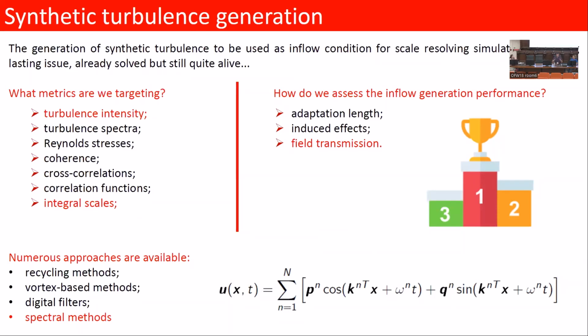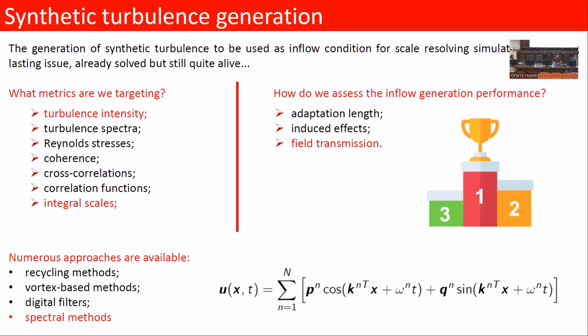So if I generate a synthetic turbulent flow, which I want to be transmitted in the computational simulation, I need to see that that field is actually realized in the computational simulation and is not changed. Because with the other two approaches, you have too many things going on, okay? And you cannot really measure what they're doing. So there are different approaches, of course, recycling method, vortex-based method.